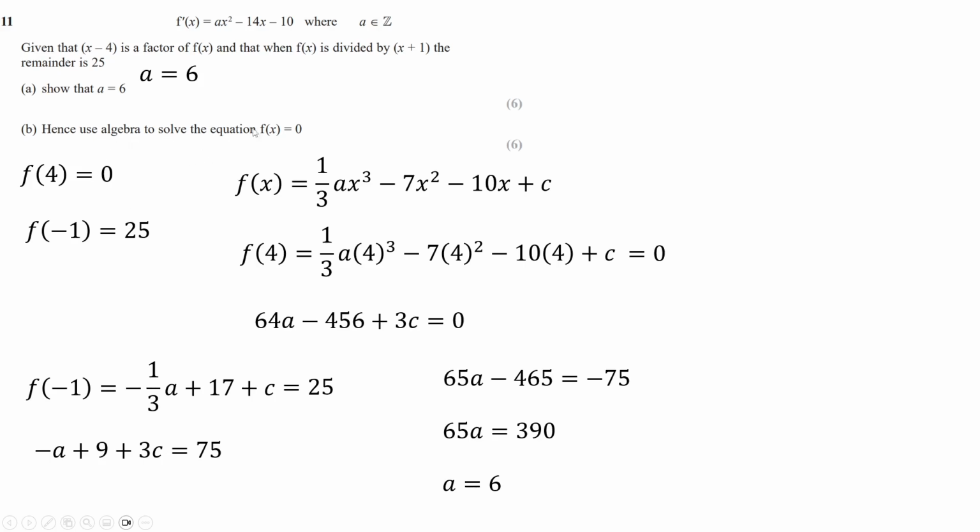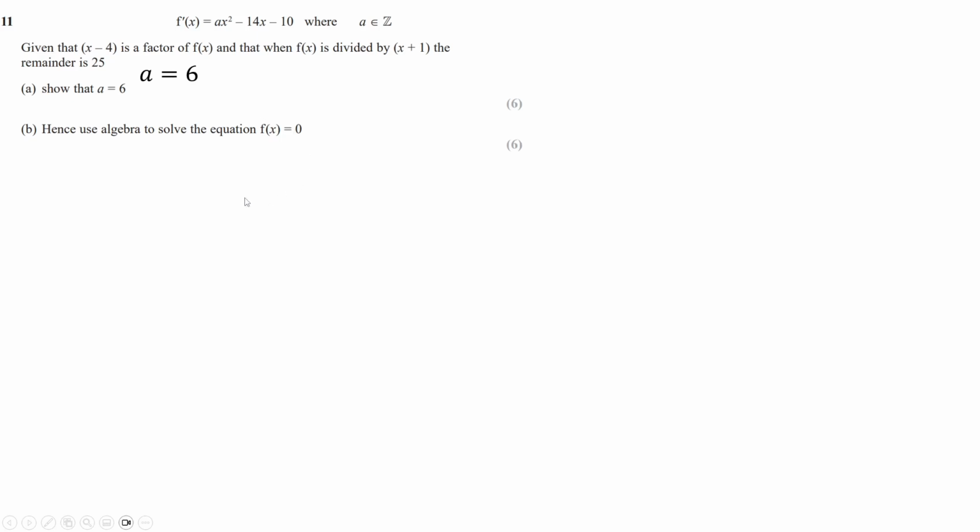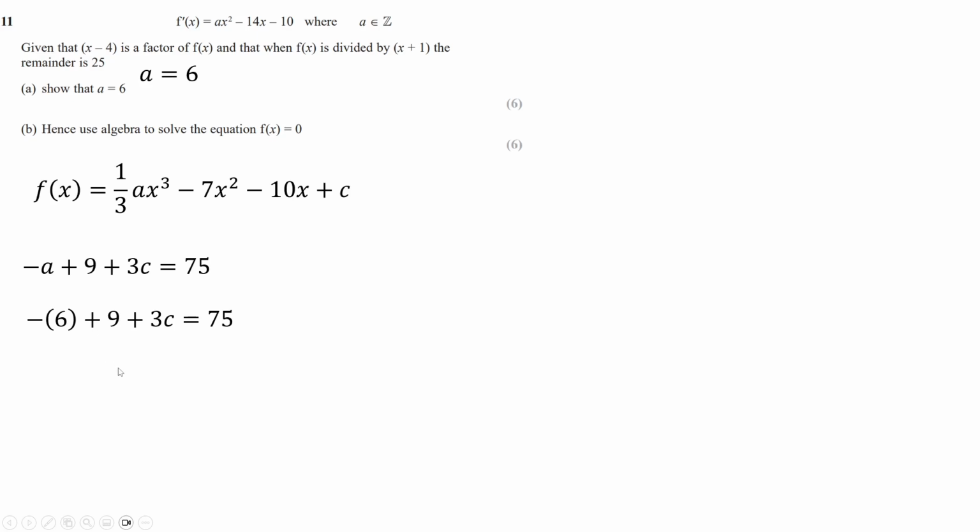Hence use algebra to solve the equation f of x equals 0. So we've got f of x equals this here. We know what a equals, that's 6, and then we just need to find what c equals. We got this here last time. If you are doing this question alongside me, you'll just flip back to the page that you were doing this question on, and then just solve for c. We know what a equals, so plug that into there, and then just rearrange for c. I'm sure you can do it. You get 24. Plug this into there, and then plug this into here, sorry.